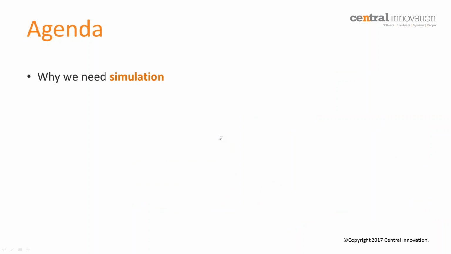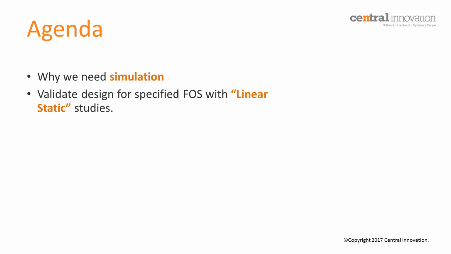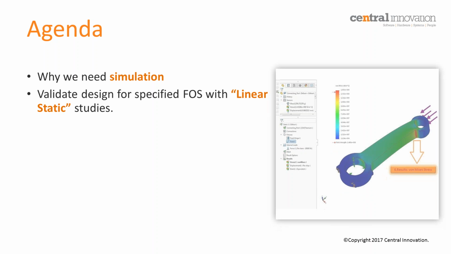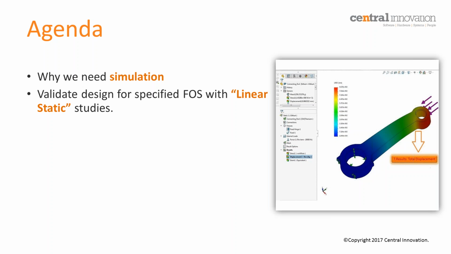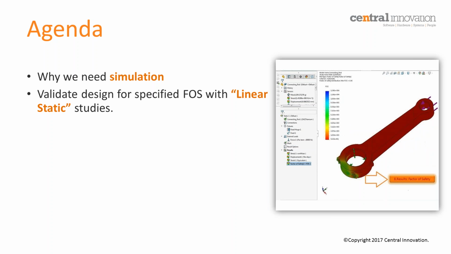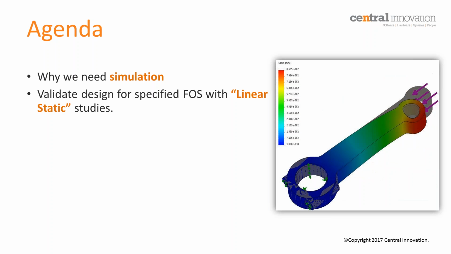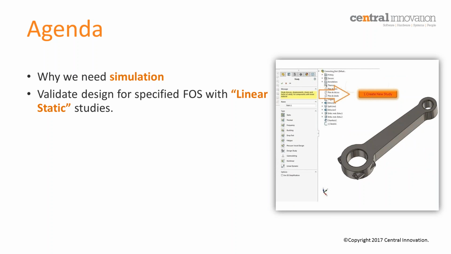All right, first about the agenda. The first question we get is why we need simulation, why simulation is required in our daily activity in design and design validation. In that regard, we're looking at the features of SOLIDWORKS Simulation Standard, and we will start with the case study of linear static study, how we can validate for specific factor of safety with our design when you're using linear static studies.